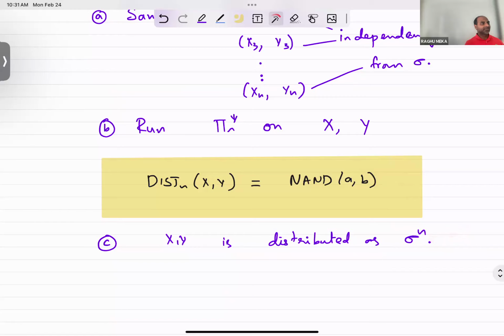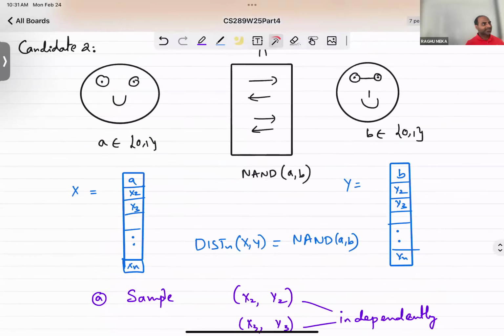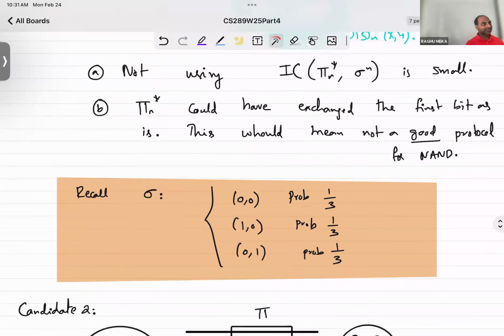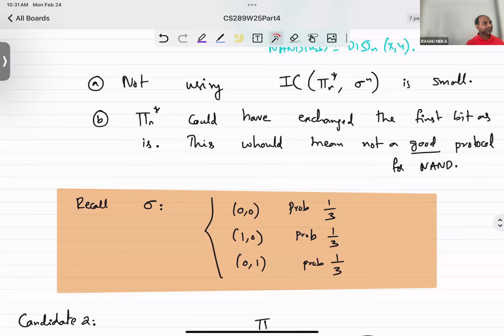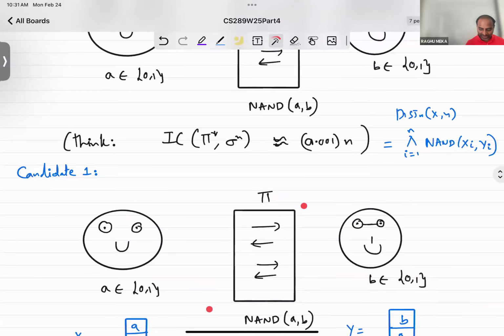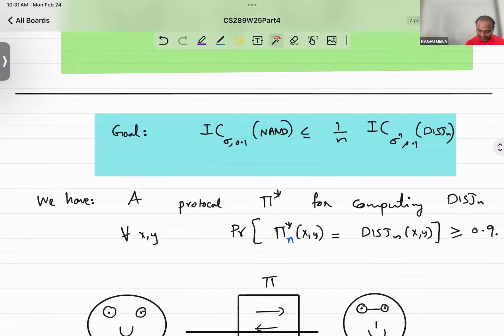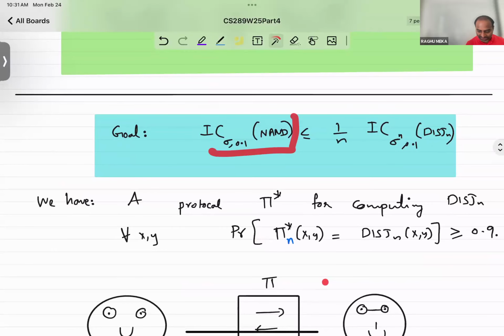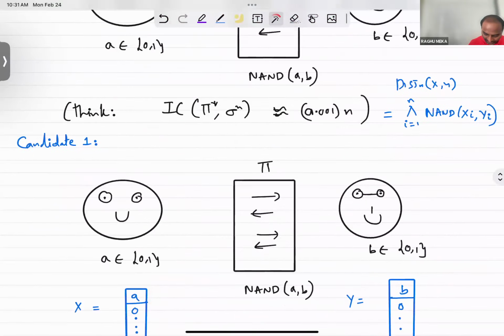But there are two issues. So what's the first issue? That's our assumption, right? Because we are interested in showing this. We're trying to understand the information cost of the protocol, or get a protocol whose information cost is small when measured against sigma. It's a good question.